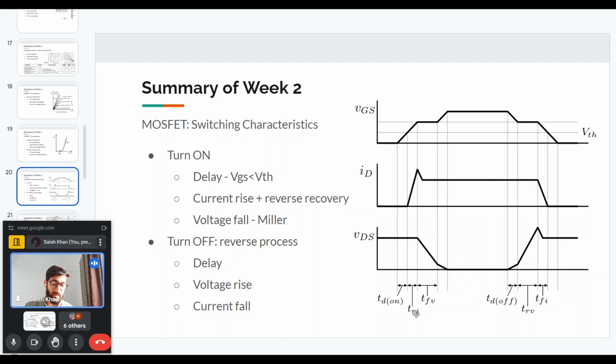And similarly, the fall time is actually the turn off process. So usually it will be TRV plus TFI, but you can check in the data sheet as well. Exactly. So in one of the last pages, they will provide, let's say, the test circuit and the definitions of the turn on time, turn off time.